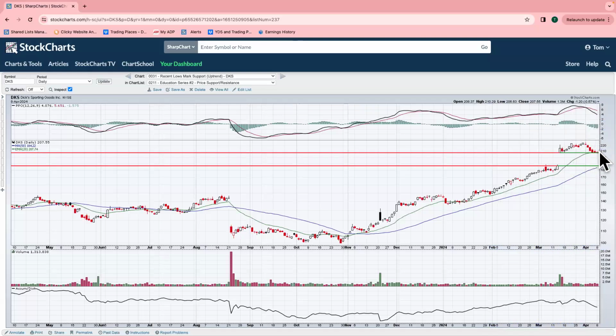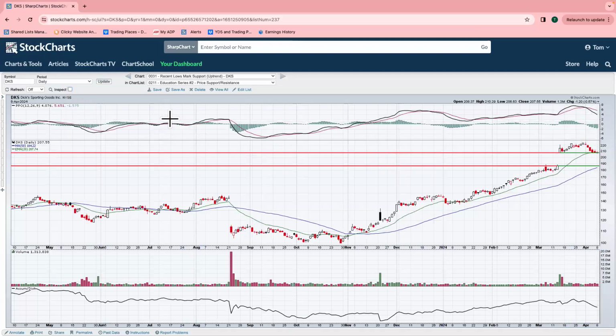But this is a key area of support. The stock was just up at 225, 226, 225.79. Now it's at 207.55. It's down $18 from its high. That's probably about 8% off of that high. That's a nice pullback for a trader and right at support. That's what we look for.